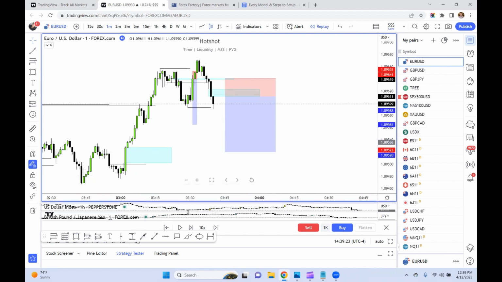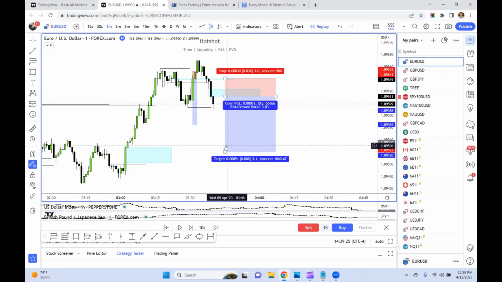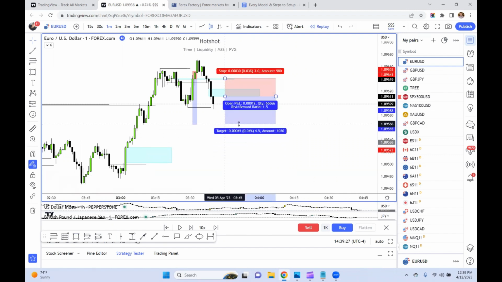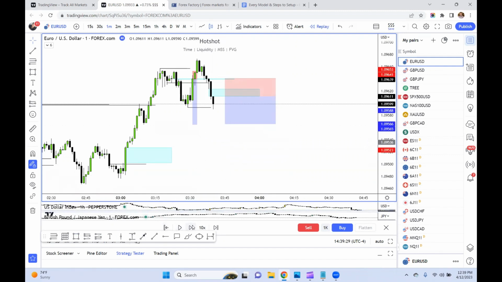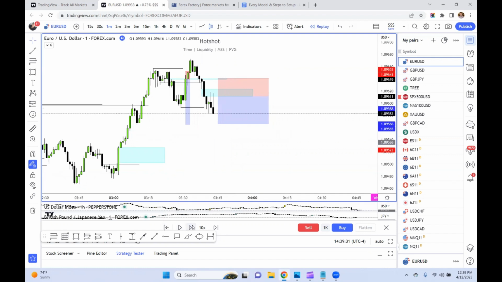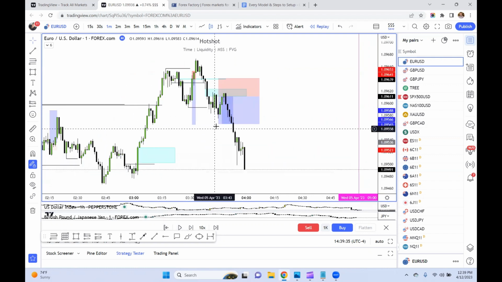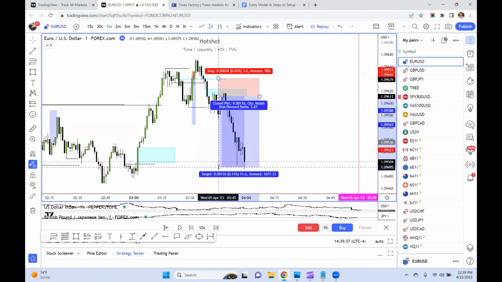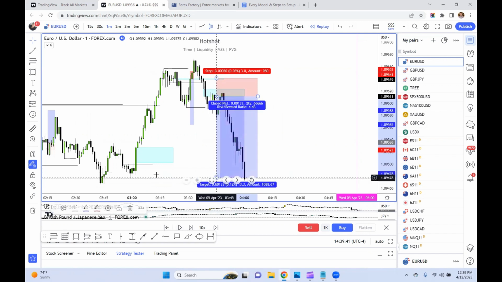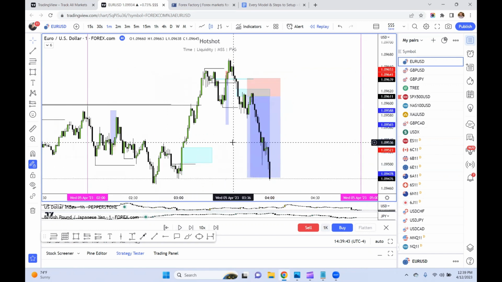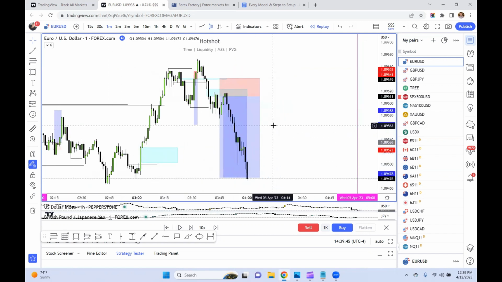Let's say that we took an entry here, right? We target opposing liquidity right here. We'll go 1 to 1.5 R. We got tapped in. We're in the trade. And we won. Nice. Beautiful setup. Hit about a 1 to 3 R. A 1 to 4 R, actually. Beautiful setup. Took out all this liquidity here. And that would have been a winner.